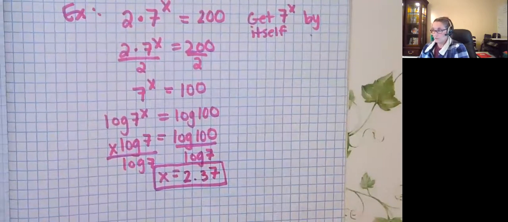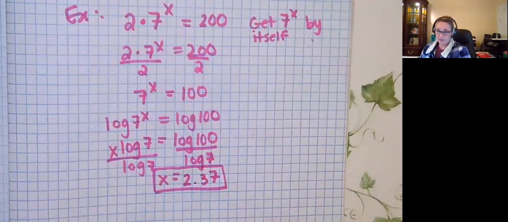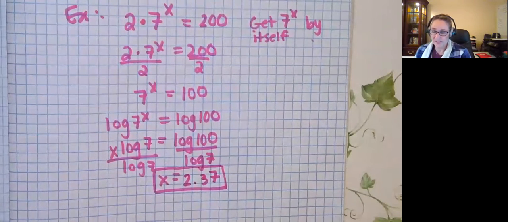Now you only use the logarithms when your x is in the exponent. If your x is not in the exponent, you're going to root it. So if you're raising it to the 4th power, for example, you 4th root it. If you're raising it to a fractional power, you're going to raise it to the reciprocal.